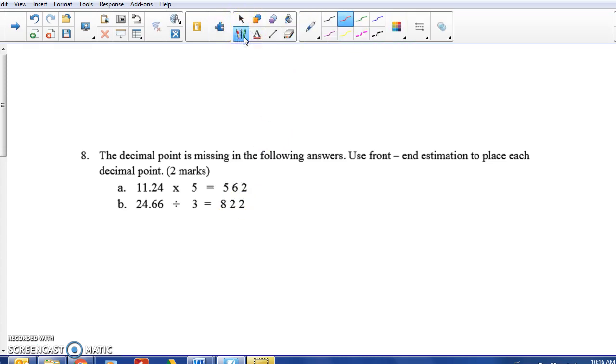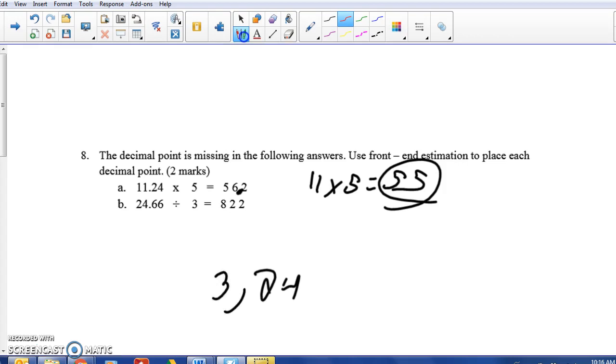So the other thing I can do is just, I'm going to round. So I rounded my 11.24 to 11 multiplied by 5 equals 55. So I know that this is going to be close, so it's going to be 56.2 because that's close to 55. And then 24 divided by 3, I know that the answer to 24 divided by 3 is 8, so this is going to be 8.22 because I just rounded this number. Okay, so 8.22.